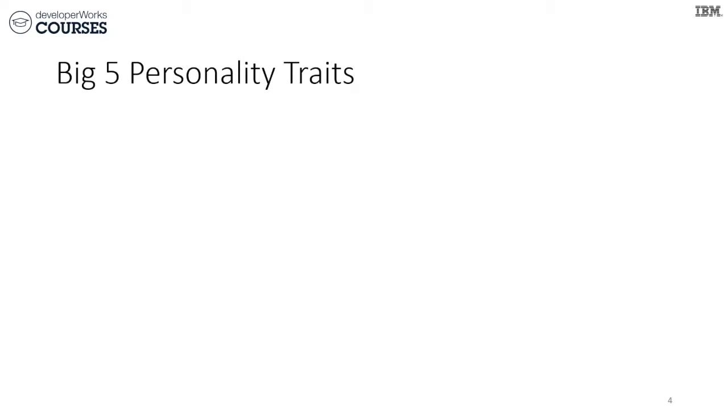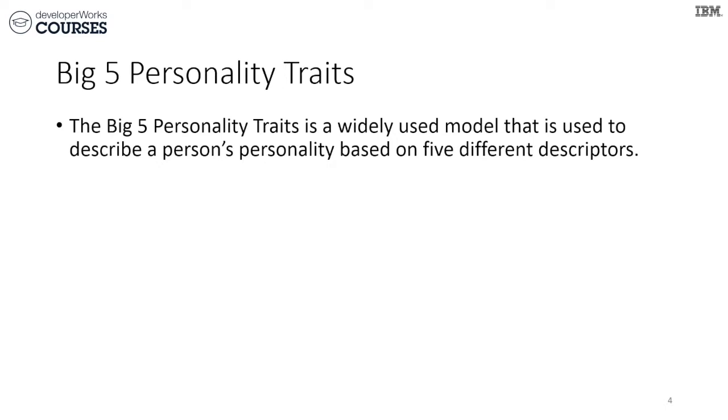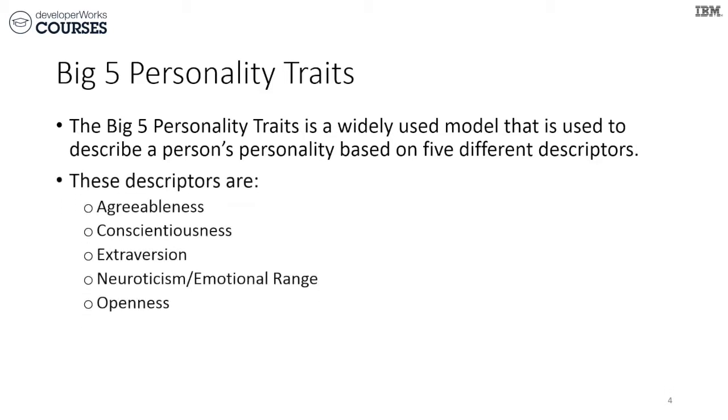So the big 5 personality traits. The big 5 personality traits is a model that is widely used for describing a person's personality based on 5 descriptors. These descriptors include agreeableness, which is a person's tendency to be compassionate and cooperative towards others; conscientiousness, which is a person's tendency to act in an organized way; extroversion, which is a person's tendency to seek stimulation in the company of others; neuroticism, or emotional range, which is the extent to which a person's emotions are sensitive to the person's environment; and openness, which is the extent to which a person is open to experiencing new activities.